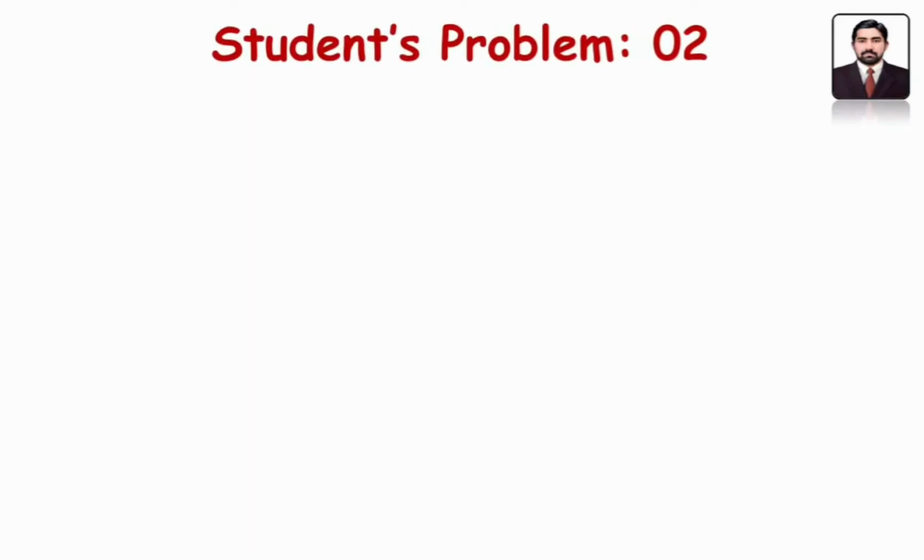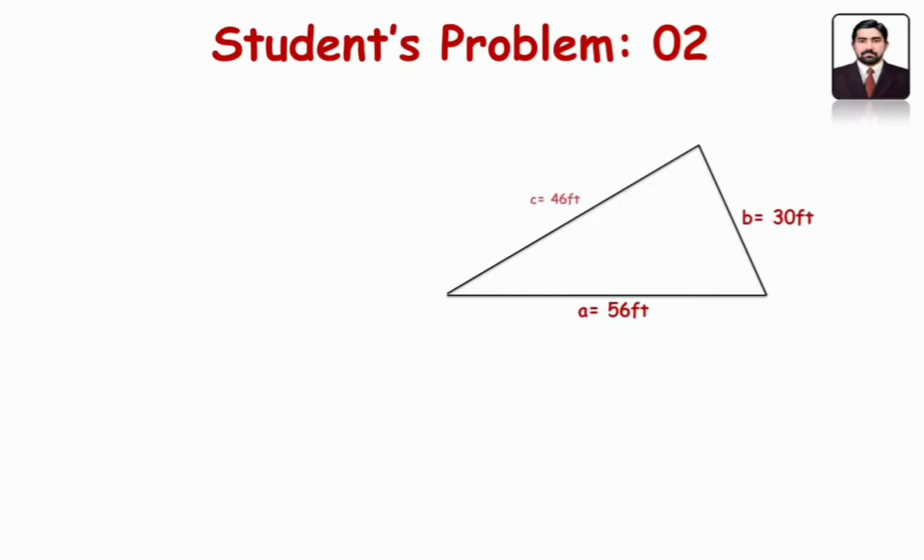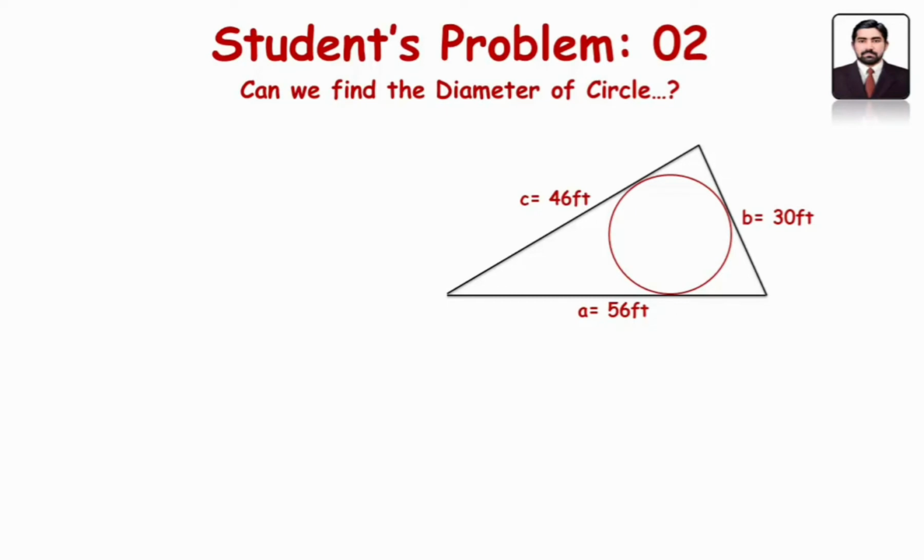In student problem number 2, this is a triangle. The side lengths of this triangle are A is 56 feet, B is 30 feet and C is 46 feet. This triangle has a circle inside and we need to find the diameter of the circle.